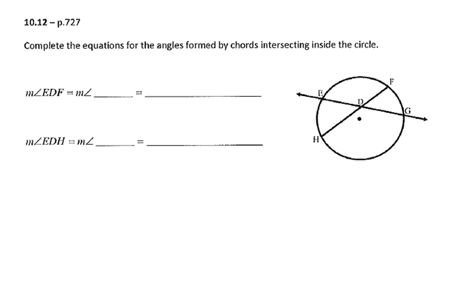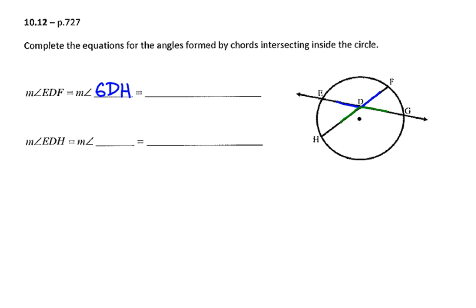So the first one is when we have angles inside the circle. So you've got the measure of angle EDF. That's this angle right here. Well, I know that's going to be congruent to that angle because they're vertical angles. So it's got to be equal to the measure of angle GDH.